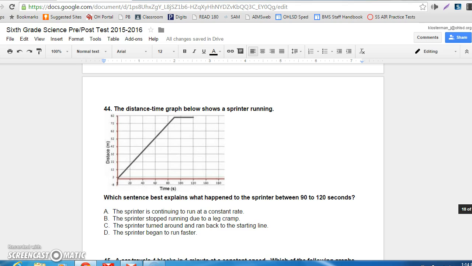Number 44. The distance time graph below shows a sprinter running. Which sentence best explains what happened to the sprinter between 90 to 120 seconds? A. The sprinter is continuing to run at a constant rate. B. The sprinter stopped running due to a leg cramp. C. The sprinter turned around and ran back to the starting line. D. The sprinter began to run faster.